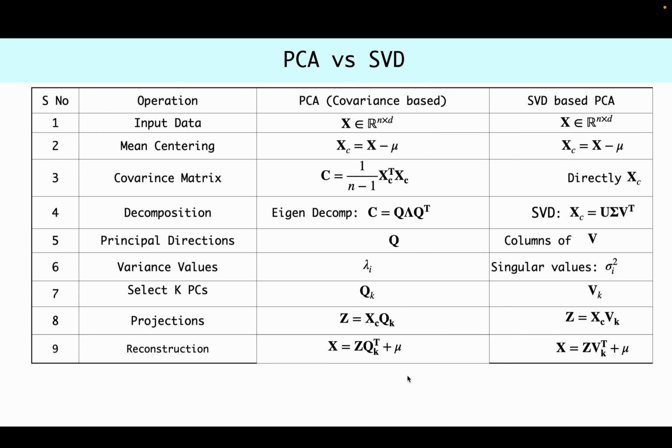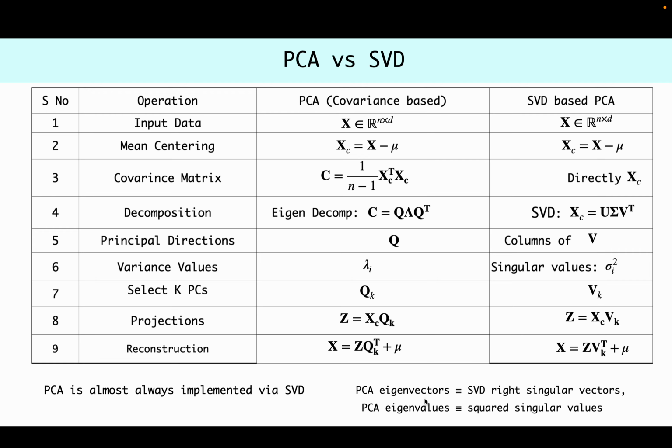Later we can do the reconstruction, as Qk is an orthogonal matrix, and we can re-add the mu term to get back the non-centered data. PCA is almost always implemented via SVD because there is a computational advantage as compared to the covariance based method. Also, PCA eigenvectors are nothing but the SVD right singular vectors. Just now we have seen that the right singular vectors and the PCA eigenvectors are similar, and PCA eigenvalues are equal to the squared singular values. So this is how covariance based PCA and SVD based PCA are related.